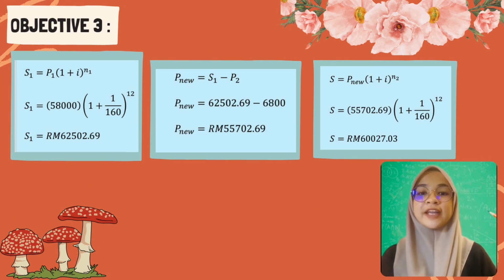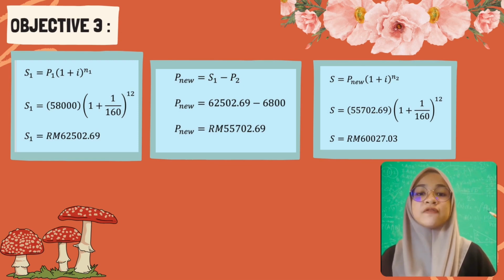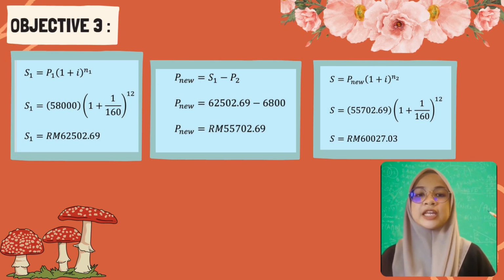So lastly, we want to find S. S equals P new multiplied by (1 plus I) to the power of N2. So S equals 55,702 ringgit 69 cents multiplied by (1 plus 1 over 160) to the power of 12. So the answer for S is 60,027 ringgit 3 cents.